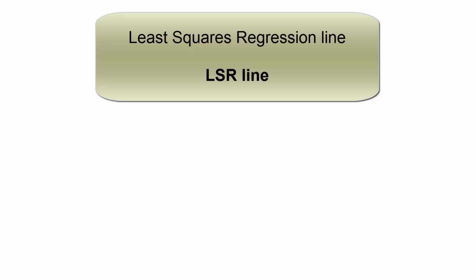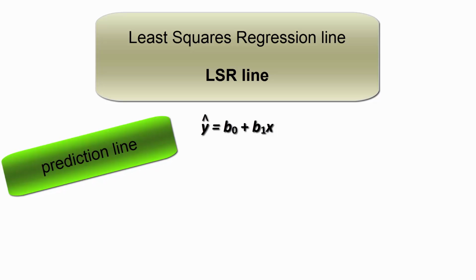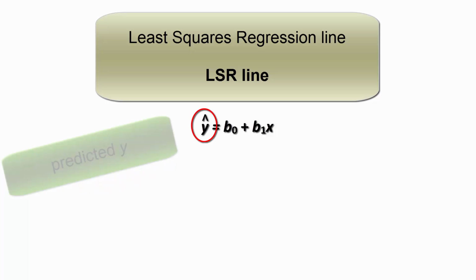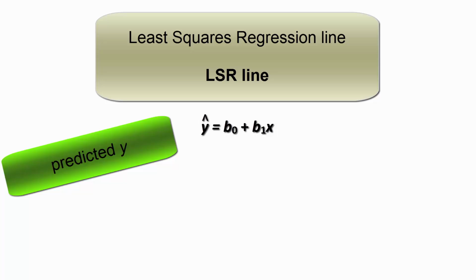Our best fit line will be the least squares regression line, LSR line. It's in the form y hat equals b sub 0 plus b sub 1x, where b sub 0 is the y-intercept and b sub 1 is the slope. Y hat implies the predicted y from whatever x is used in the LSR equation. Another name for the LSR line is the prediction line, predicting y values from x values. We'll be discussing these components in upcoming videos. For now, just remember that y hat is the predicted y from the LSR line.